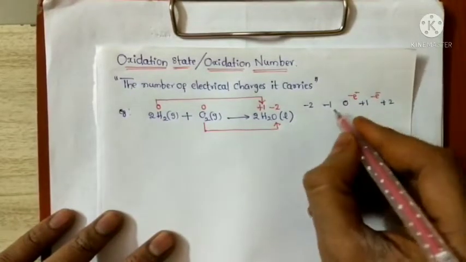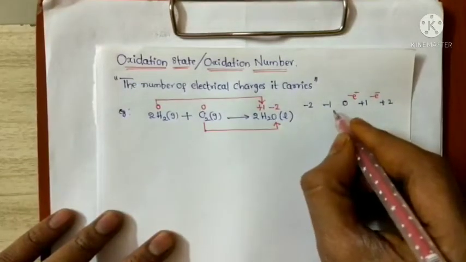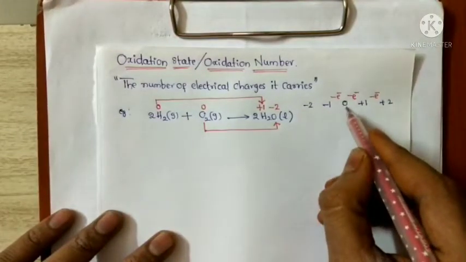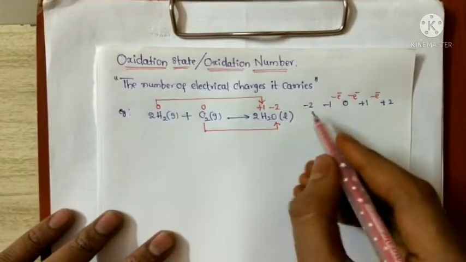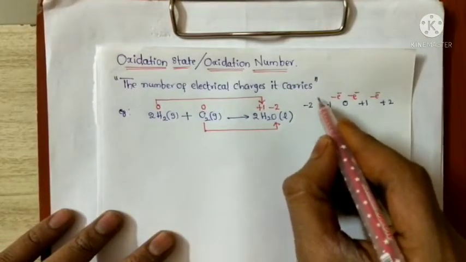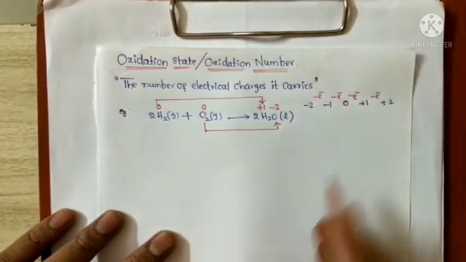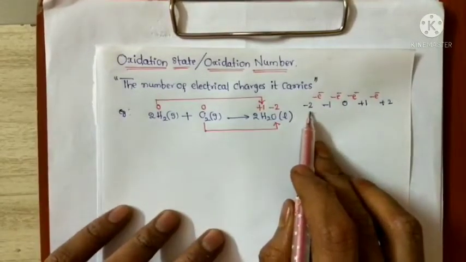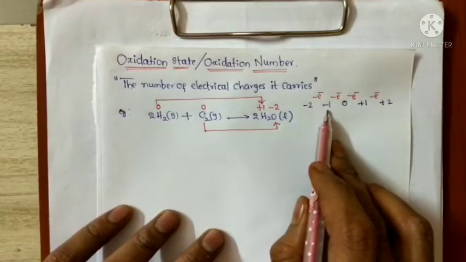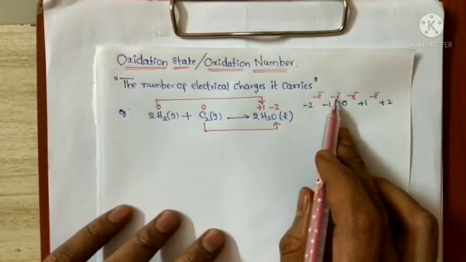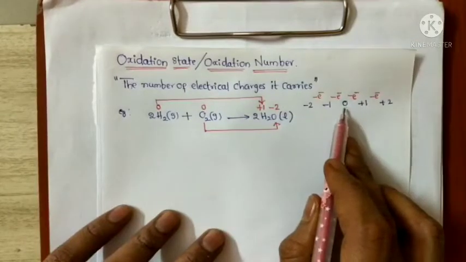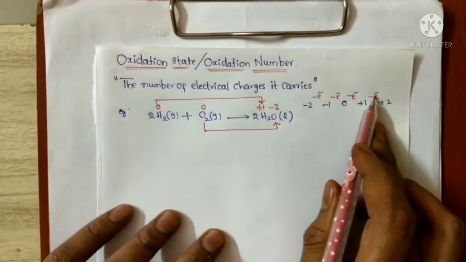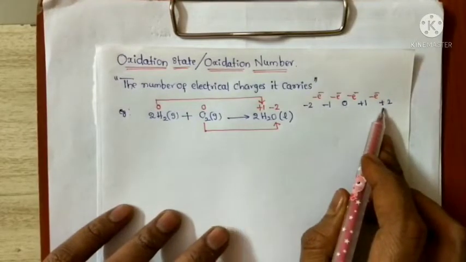If the element's oxidation state is -1, then -1 to 0 means loss of an electron. If one electron is lost, it is converted to 0 oxidation state. If -2 to -1, that means loss of 1 electron. If the element's oxidation state is -2 and an electron is lost, it is converted into -1. If another electron is lost, it is converted into 0. If another is lost, it is converted into +1, and if another, into +2.